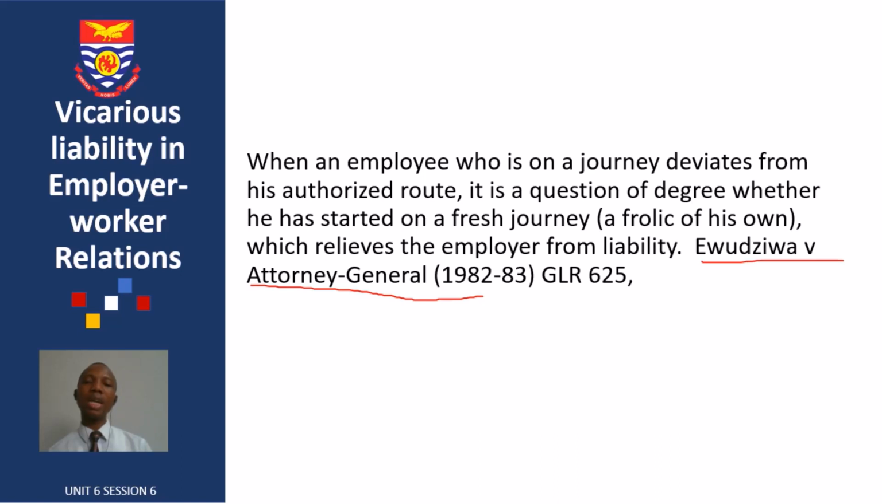So the court ruled that, in fact, the policeman, who is the employee of the government, was on a frolic of his own. It means that he was doing his own personal business. So the Attorney General, who was representing the government as the employer, succeeded. The government of Ghana was held not liable for the accident caused by the policeman. So the proper person who would be liable is the policeman.